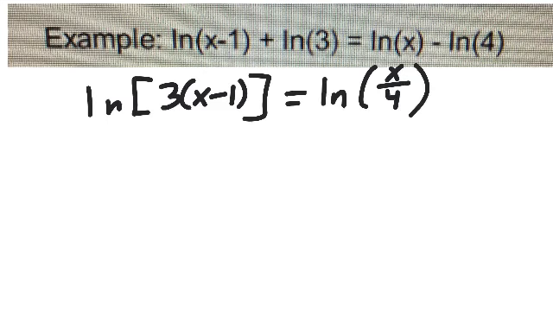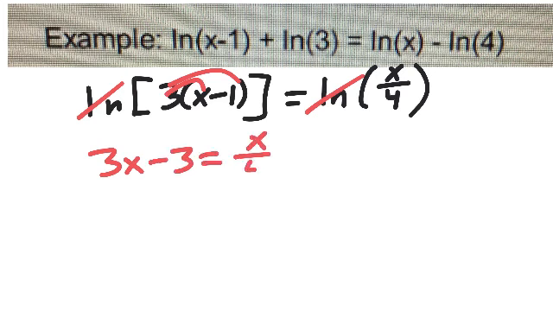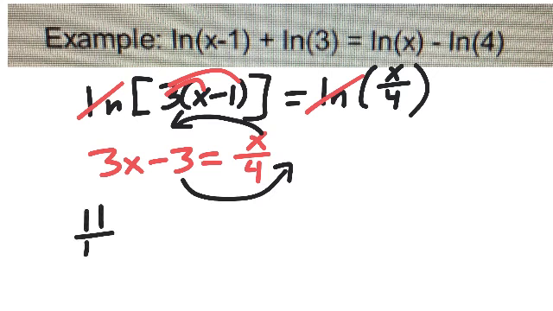Now I have a single logarithm with nothing in front of it on both sides. I can drop the logs and distribute here. 3x minus 3 equals x over 4. And now I'll go ahead and solve. So I'm going to move that over here. I'm going to move the negative 3 to the right. So that's going to be 3x minus x over 4, which would be 11 fourths x equals 3.